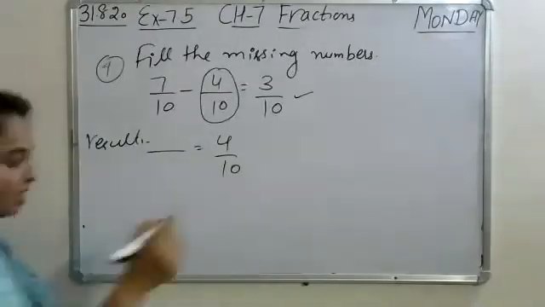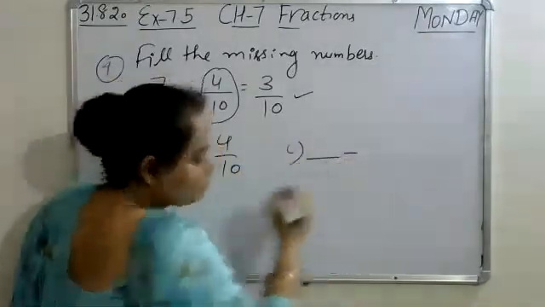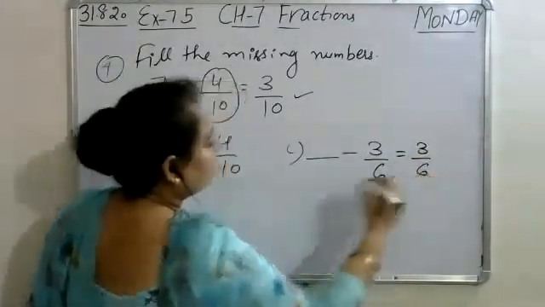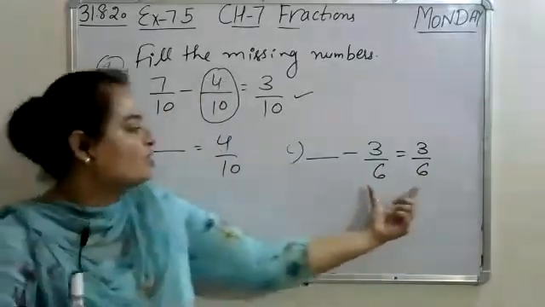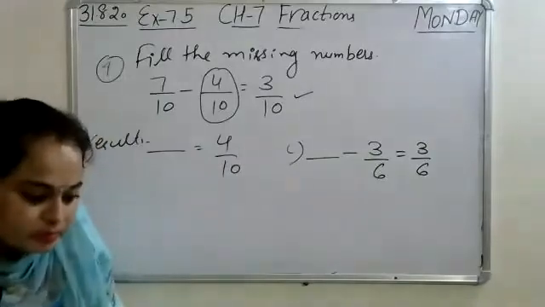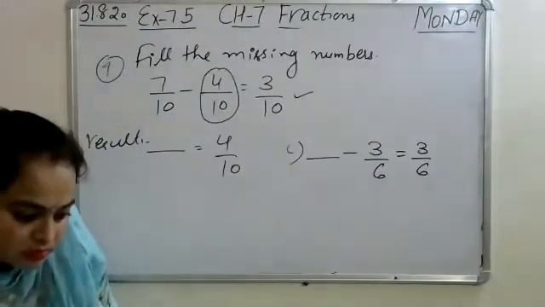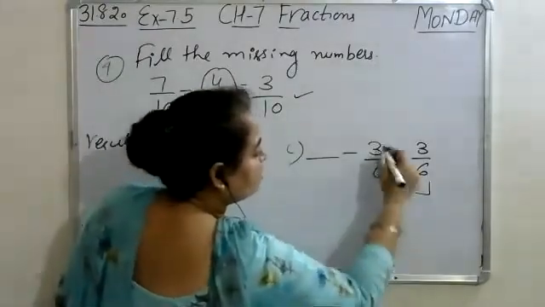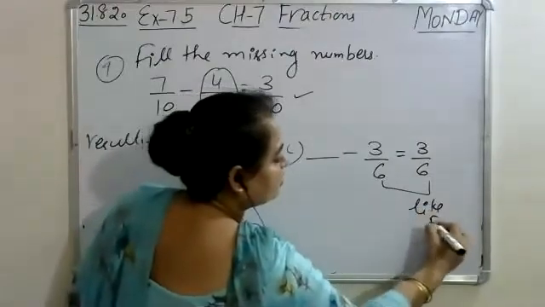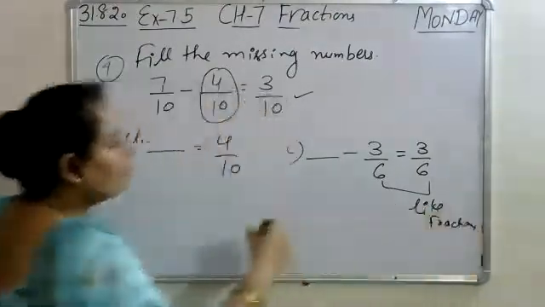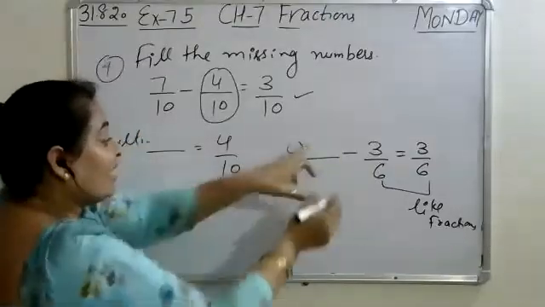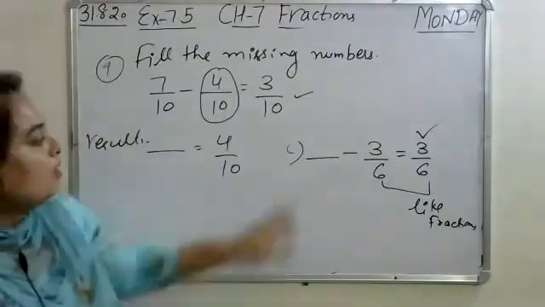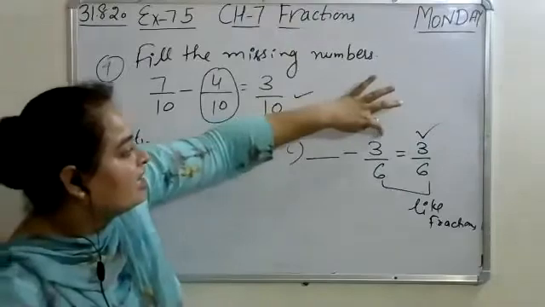Now come to the C part. Dash minus 3 by 6 is equal to 3 by 6. Now Bishop, tell me, these two fractions are which kind of fractions? Like fractions. Very good. These two fractions are like fractions, 3 by 6, 3 by 6. So what number will you write here to get 3 as a result? What number minus 3 is equal to 3? Tell me.